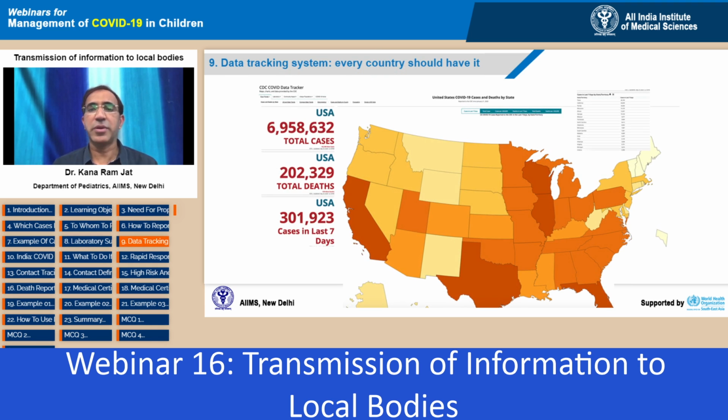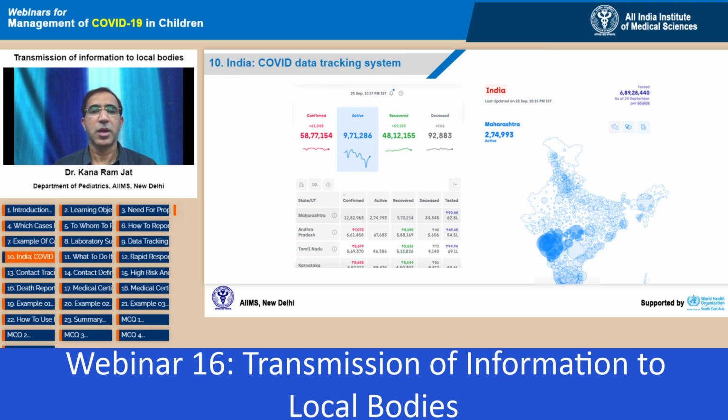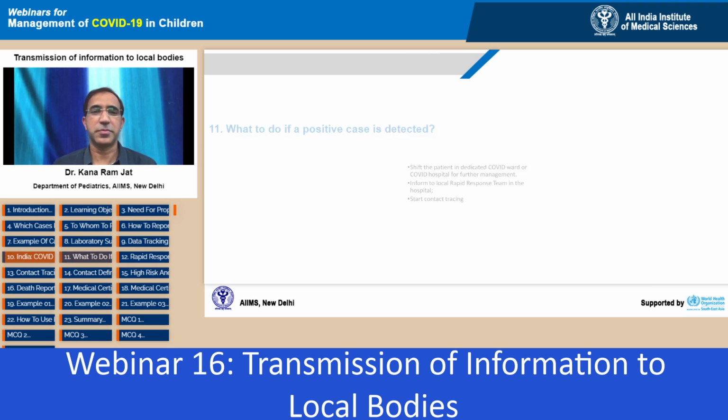Every country should have a data tracking system for COVID-19 related data. Here is a screenshot of the data tracking system from CDC for USA that is showing total cases, total deaths, and total cases in the last 7 days. Here is a screenshot of the COVID-19 data tracking system for India. It is also showing total cases, total deaths, total active cases as cumulative and daily basis.